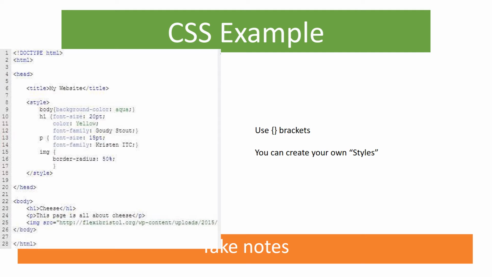Here's an example of some HTML code with some CSS embedded into it. We will have a look shortly at the different ways you can use CSS, but here we're setting the body and the background colour to aqua, the font sizes, the colours and the font family of the H1 tag. We're changing the P tag to have a font size of 15 and a font family. And then finally, the image tag, we're giving a border radius of 50%.